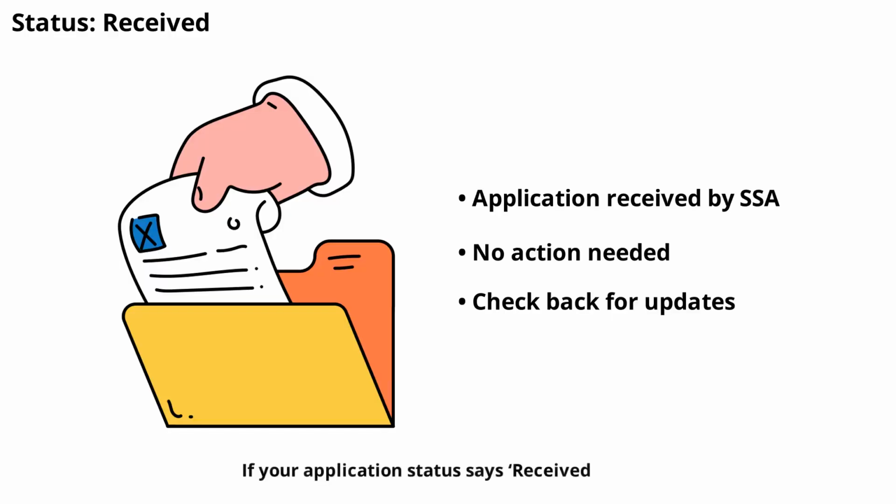If your application status says Received, it means the Social Security Administration has your application and it's in their system. At this stage, no action is needed from you. The SSA will begin reviewing your information soon. It's a good idea to keep checking back regularly for updates, as the status will change as your application moves through the process. Next, let's see what happens when your application is in review.